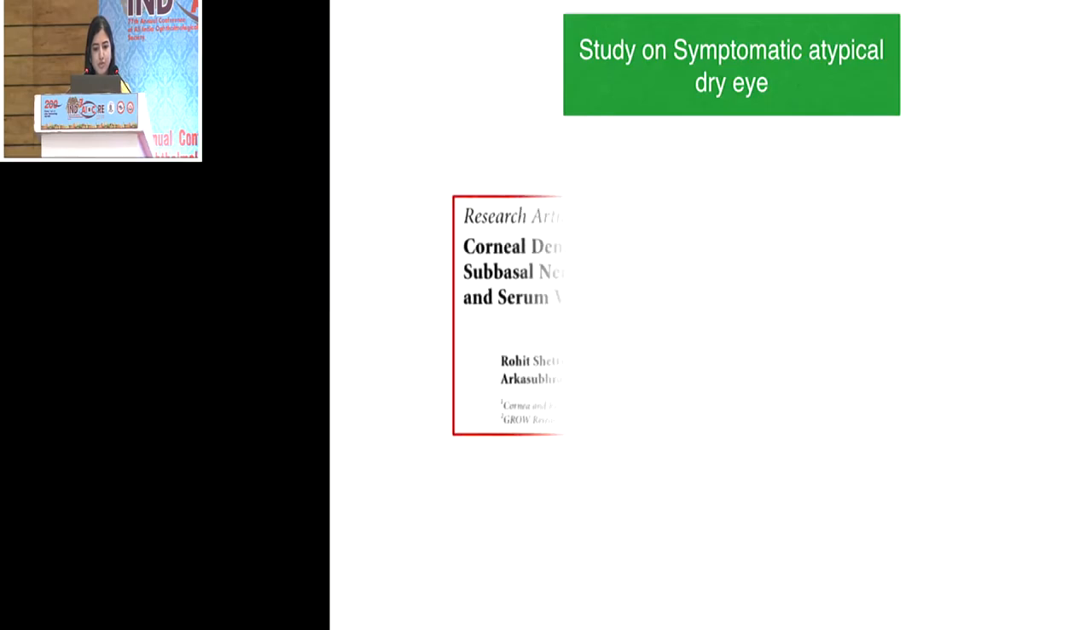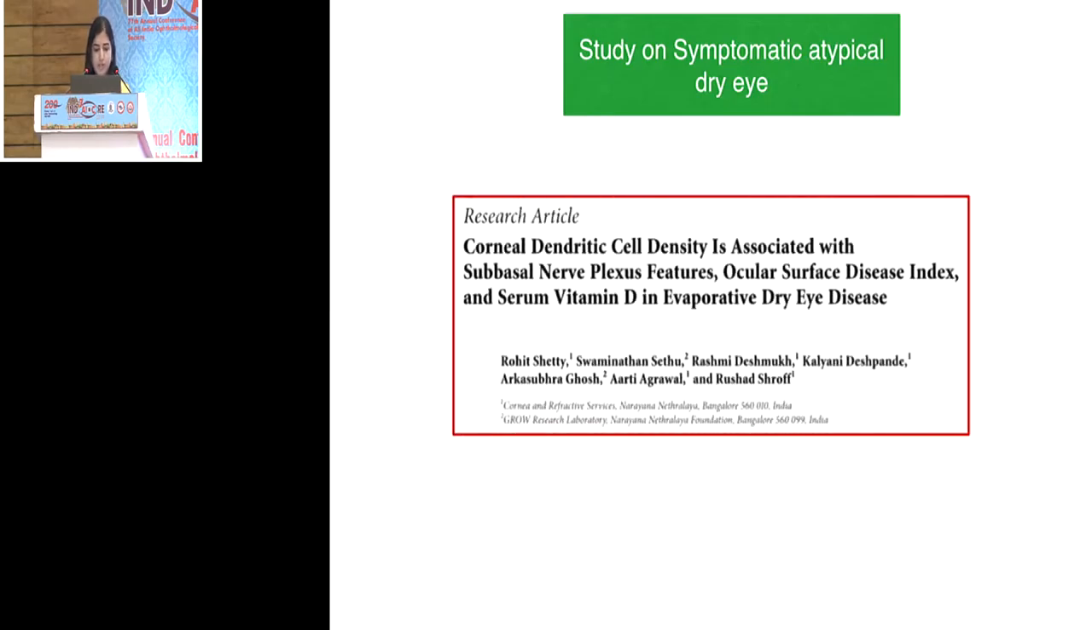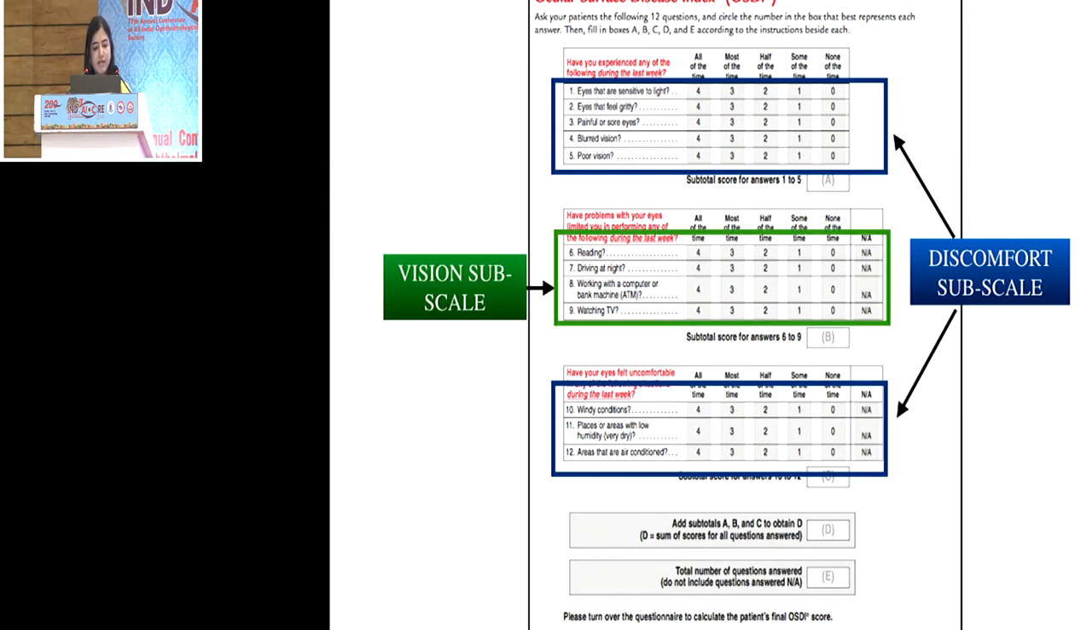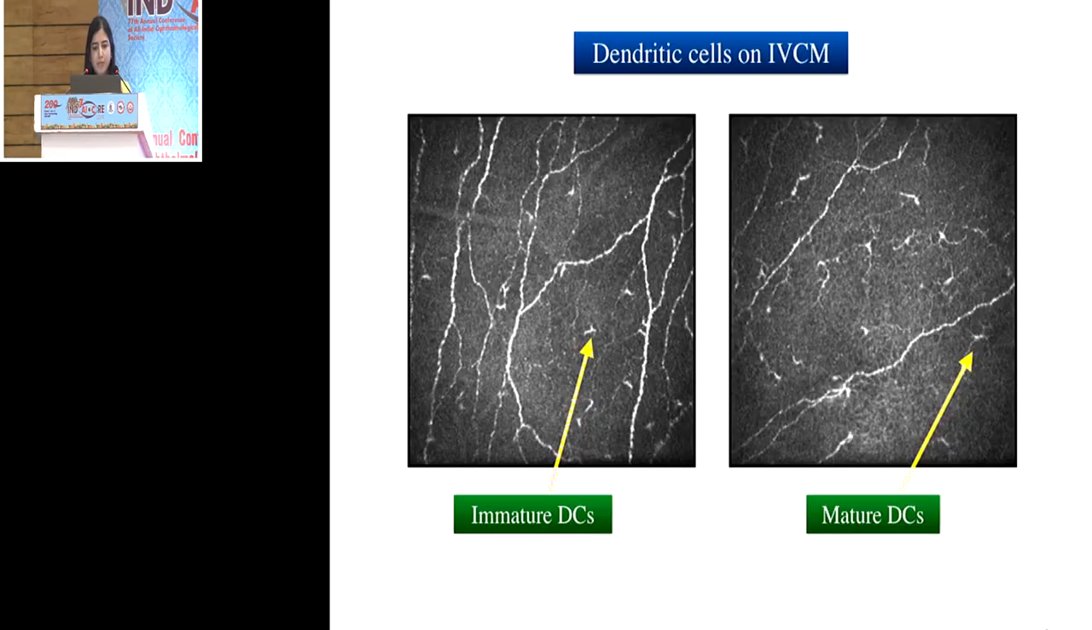So for evaporative dry eye disease, I would like to talk about the study which Dr. Natasha has already mentioned, which we published from Narayan Netralaya. In this study, ocular surface disease index score was used, which was divided into discomfort scale and vision subscale. So we were essentially looking at the discomfort subscale because that is what causes the more symptoms of the patient. And confocal microscopy was done for all patients, in which we studied the number, basically the density and the morphology of immature and mature dendritic cells.